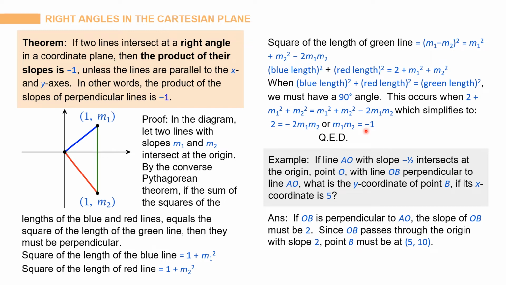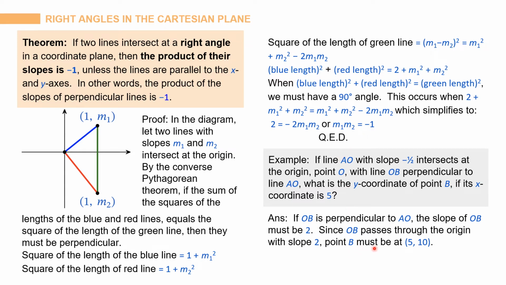They've told us its x coordinate is 5. It passes through the origin. If the x coordinate is 5 and a line has a slope of 2, the y coordinate must be 10.